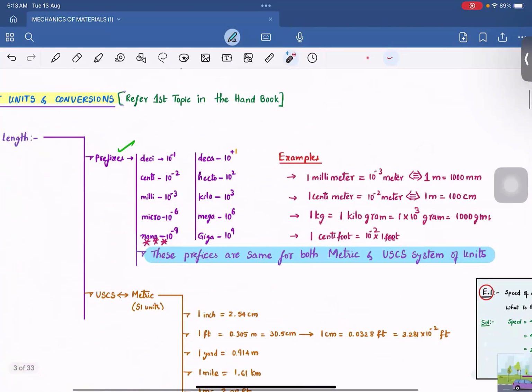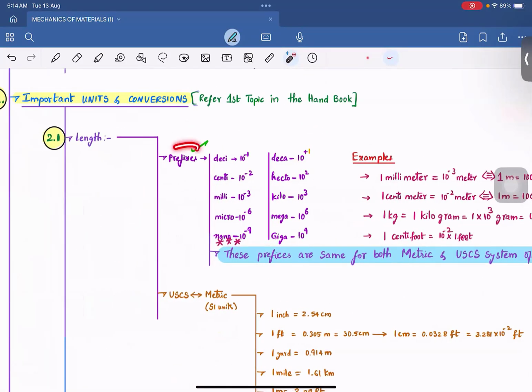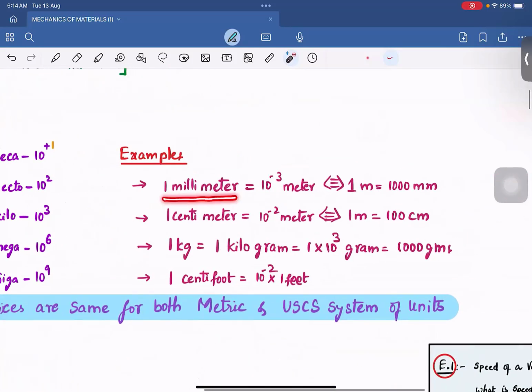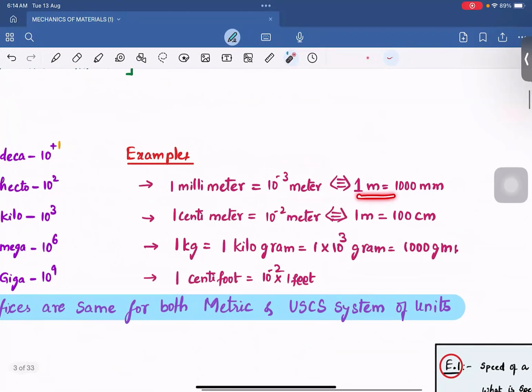So if I consider the length, first you have to know about the prefixes. You might have already seen that in millimeter, milli means 10 power minus 3. Micro means 10 power minus 6. For example, if I take 1 millimeter, milli means 10 power minus 3, that is 10 power minus 3 meter. 1 millimeter is equal to 10 power minus 3 meter. And if you take this to the other side of the sign, then it becomes 1 meter is equal to 1000 millimeter. This is as simple as that.